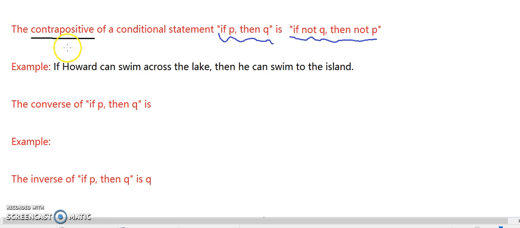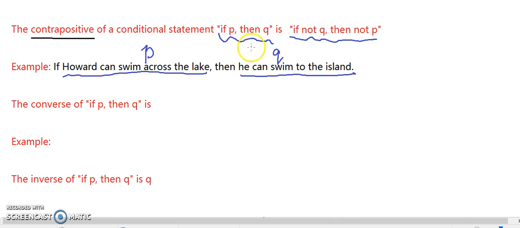So here we're going to be focusing on the definition and how, given a conditional statement, to find the contrapositive. This is actually used in a lot of proof problems. Okay, so let's see this example. If Howard can swim across the lake, then he can swim to the island. So we will call the condition P, and then Q.